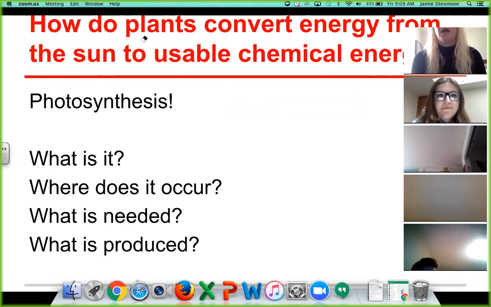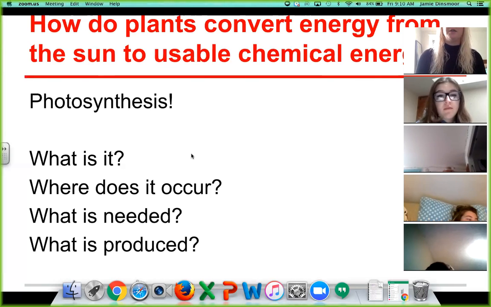So when we're talking about any cell process, we want to think about these 4 things, right? What is it? So a basic definition. Where does it occur, right? Is it in an organelle? Is it happening in the cytoplasm? Is it happening in the nucleus? Where is it happening? What is needed and what is produced, right?